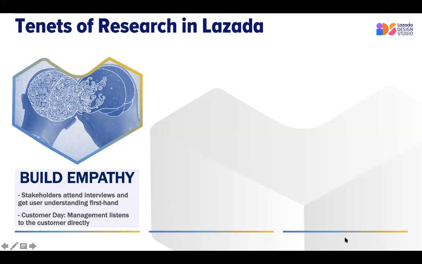Customer day is where there's one day dedicated every month, and there's 1 hour or 2 hours dedicated when the management listens to the customer directly, which means that we do short interviews. It's IDI, but not to a great extent, because obviously you can't fit too many interviews or a long interview within 2 hours. So we do small ones, and that's something which basically builds empathy among the management. And this one, obviously we have to break it down into pieces. So we just take one core issue or one core topic, and we do it every month.